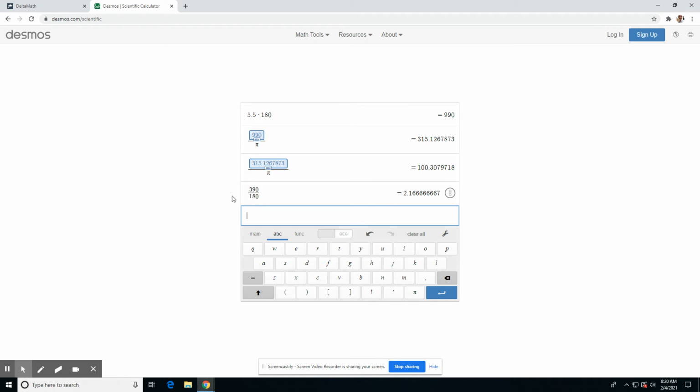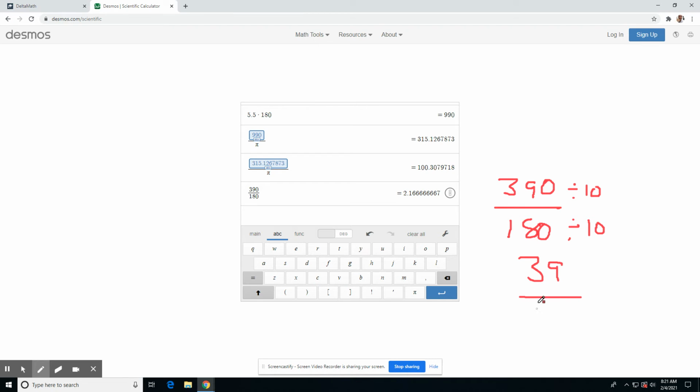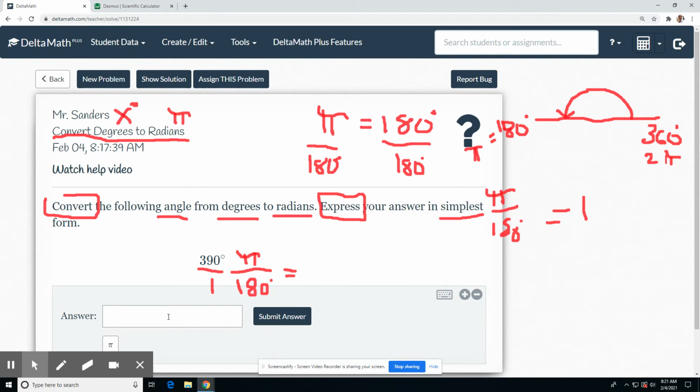So to do this, we would just have to go piece by piece. I would start with 390 divided by 180. They divide by 10, divide by 10. So you just have to reduce this the old way. 39 over 18. Let's see. 3 goes into 39 13 times. 3 goes into 18 6 times. 13 over 6. And 13 over 6 is what I get. So we got 13 on top, 6 on bottom.